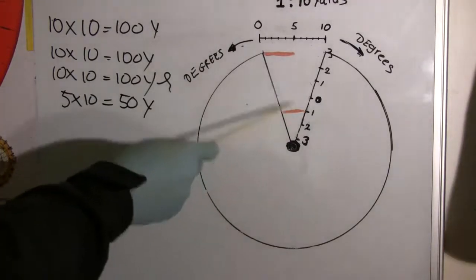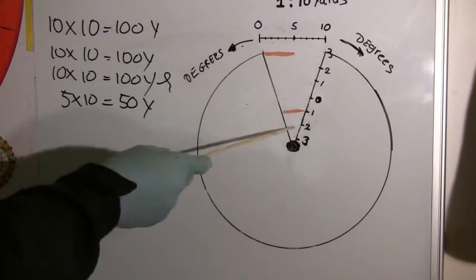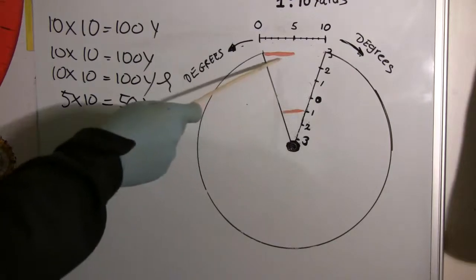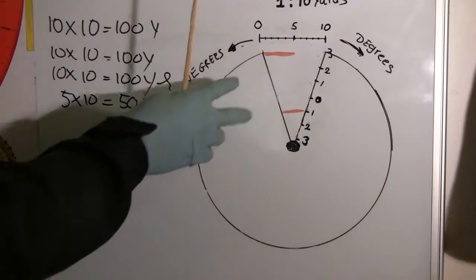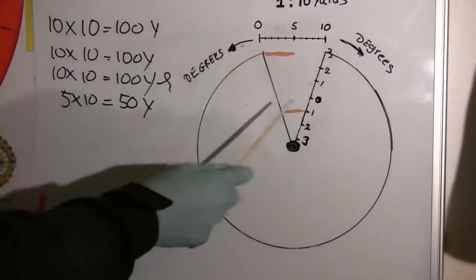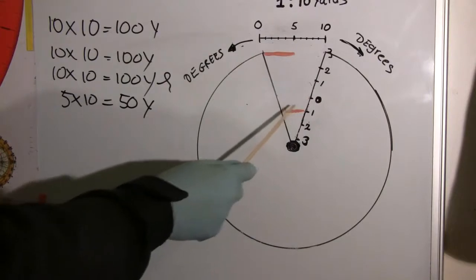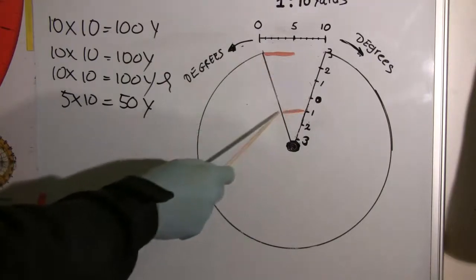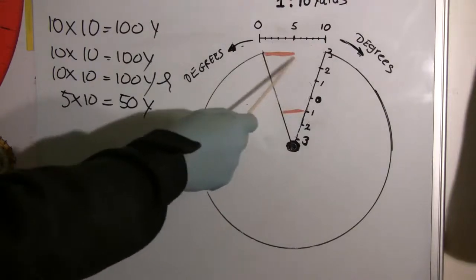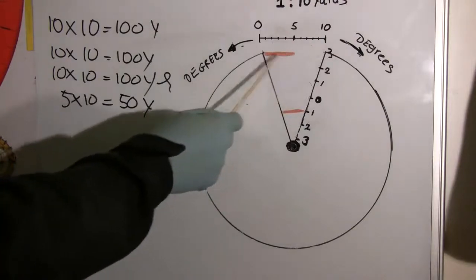If you look at the size of both objects, the 100-yard object looks smaller than the 50-yard object. But it doesn't mean it's not correct. Because if you measure it, it's the correct size. This is 100 yards, it's 10 degrees, and this is 5 degrees, it's 50 yards. So it matches the reality.